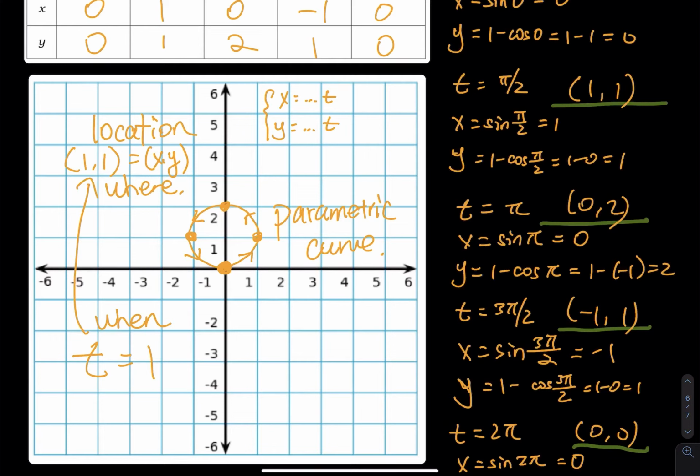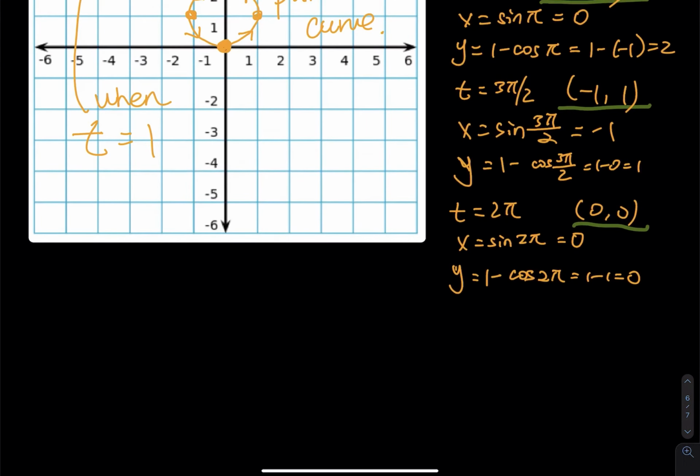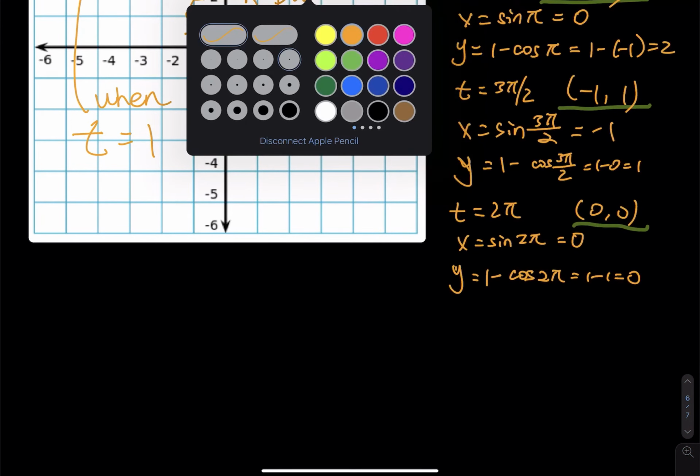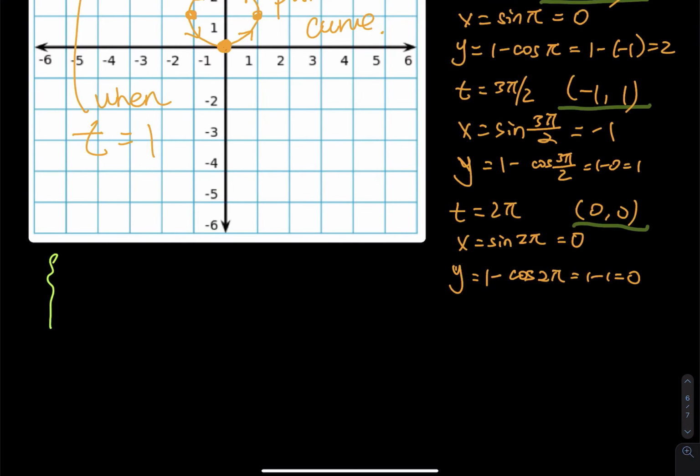So if you cover up the time, you cover up the parametric equation, you only get the location. If you want to find time, you can't do it because there is no t. In rectangular, you only have x and y. So now is the time to convert this parametric to rectangular. I'm going to do this in another color. So we start with parametric. X is equal to sine of t. Y is equal to 1 minus cosine of t. We are trying to convert this to a rectangular.